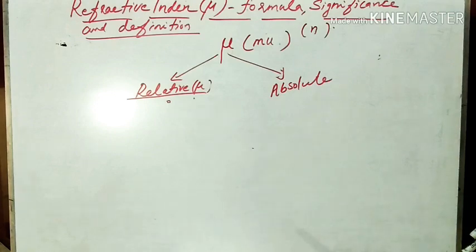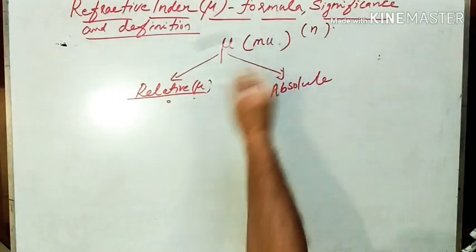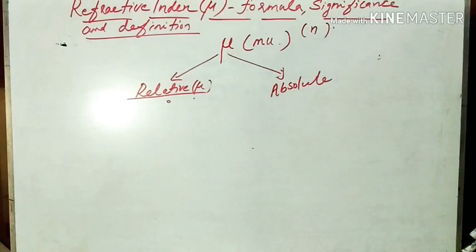In today's session, we are going to learn about refractive index, its formula, significance and definitions. Students are often confused with refractive index. What is refractive index? What does it mean in case of light? What does it do with light? What is its formula? What is its significance? And how can we define the refractive index of one medium with respect to another medium? Actually, they get confused in this case.